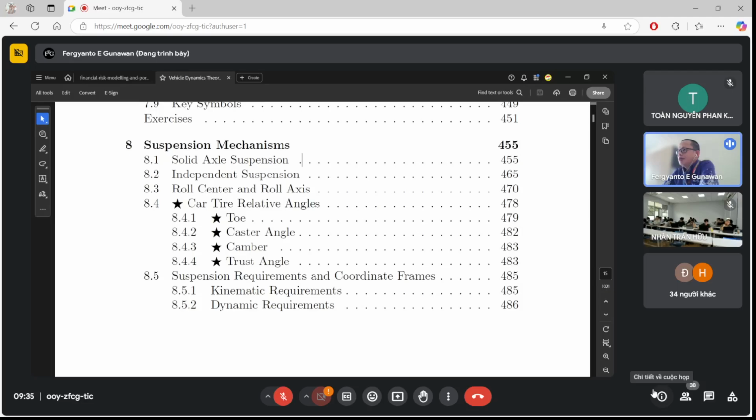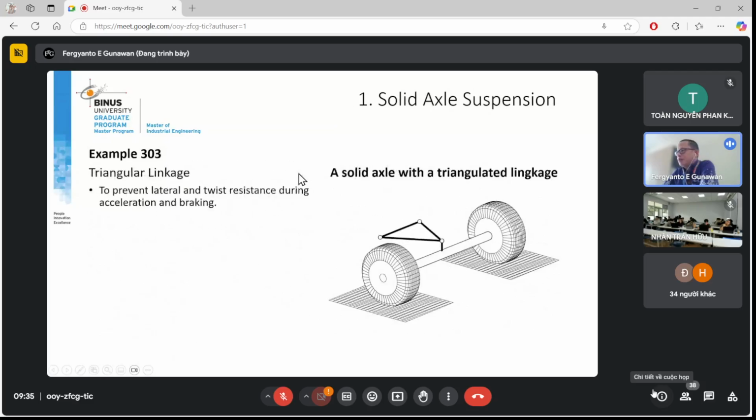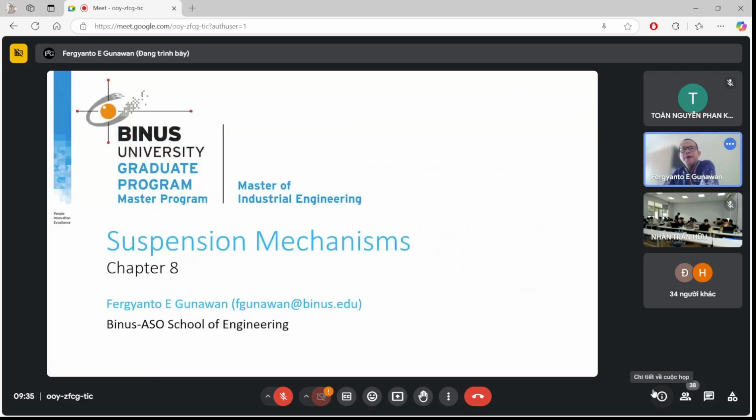So let me get back to the slide. I already prepared some slides for this session. So I think we can use the slides. Okay, so today is chapter 8 about the suspension mechanisms, and we will start from a traditional suspension system to a more advanced suspension system such as the mid-curve that allows us to have an independent suspension between left and right. And so let's see about this suspension design.